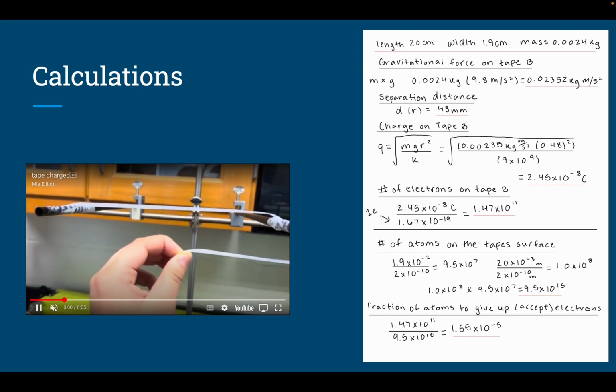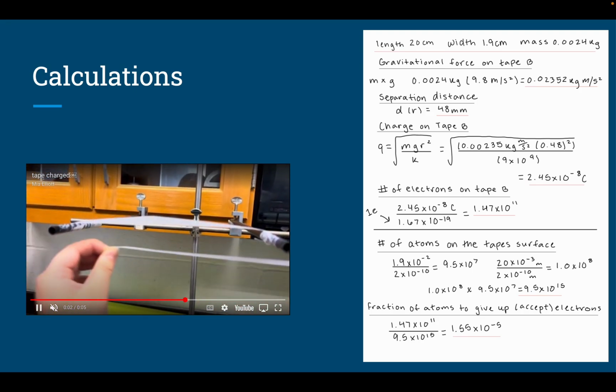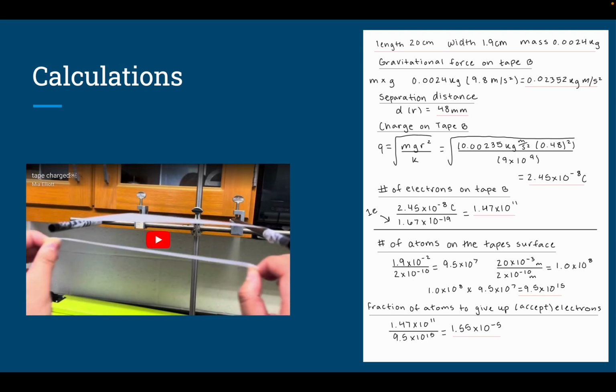To start off, we know that the length of our tape is 20 centimeters long with a width of 1.9 centimeters. Through our calculations, we found that the mass of the tape is equal to 0.0024 kilograms. We then used our mass to determine the magnitude of the gravitational force on tape B by multiplying our mass and gravity. We know that the gravitational force is 0.02352 kilograms meters per second squared.